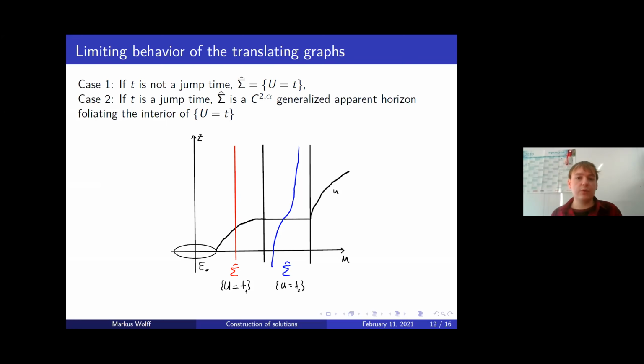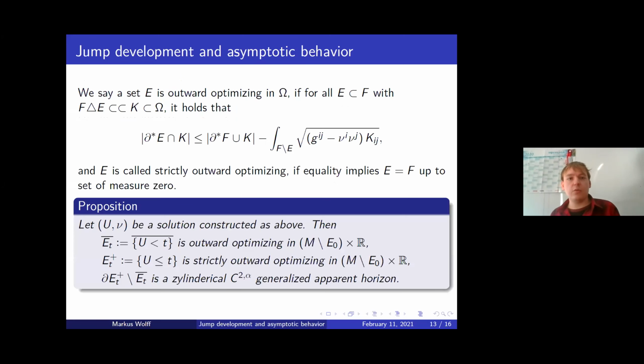And in jump regions, we can see that these limiting surfaces form a C2 alpha foliation of generalized apparent horizons. And so having constructed this solution, let me just briefly remark on some aspects of this solution. So we understand this jump behavior, when our solution stays constant on a whole open neighborhood, as via an outward optimization problem.